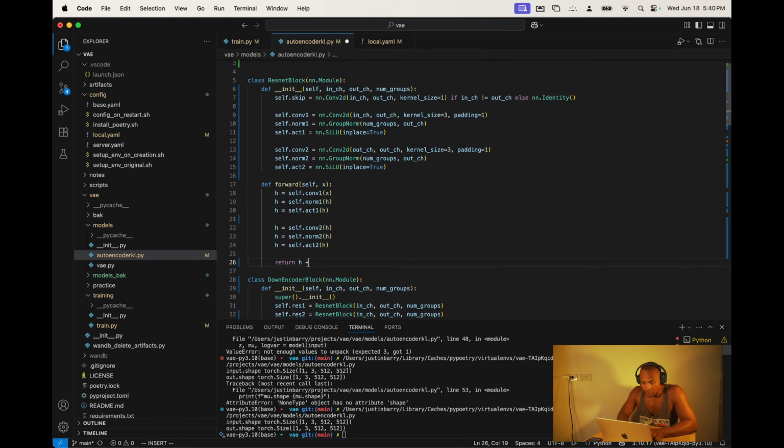So return, we're going to do H plus, we're going to project it through X. And if the in channels and the out channels are the same, then it's just going to send it through an identity function. So that's our ResNet block. I've done this before in previous videos. I've explained it in depth. I've explained why stacking convolutional layers is better than increasing the receptive field of a single kernel.